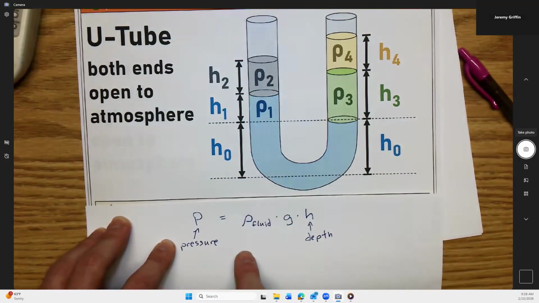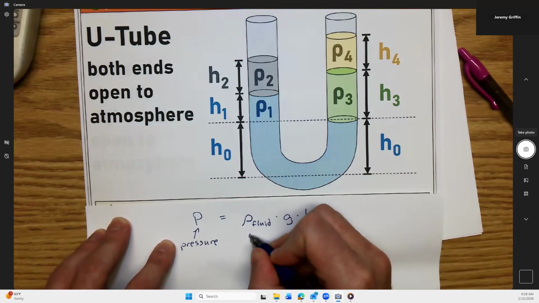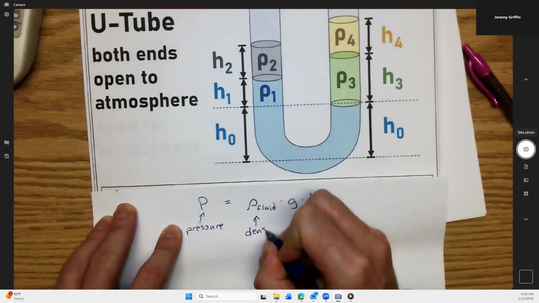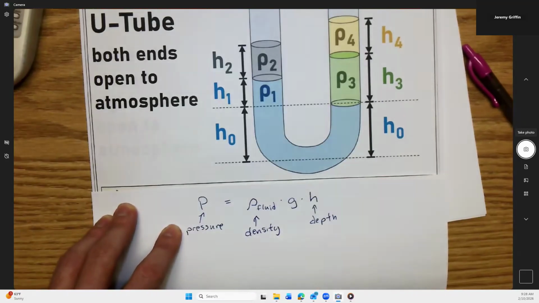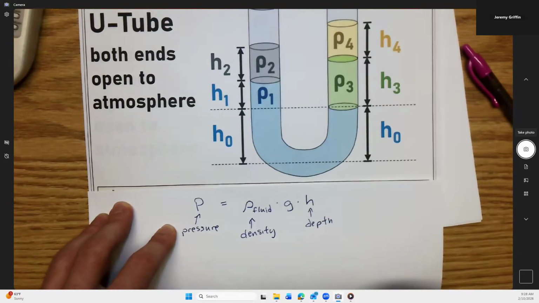Okay. Rho is density, g is the gravity field. This is the pressure. Density. Is that okay? Alright.